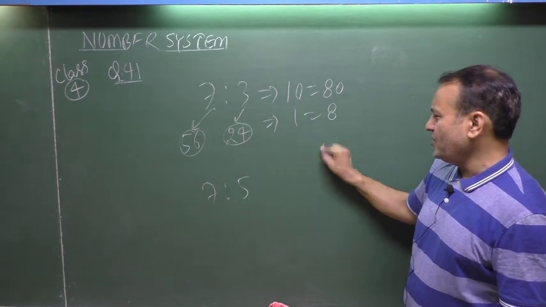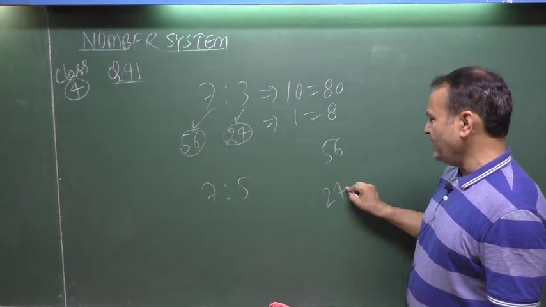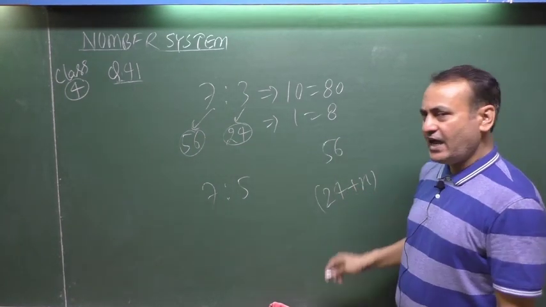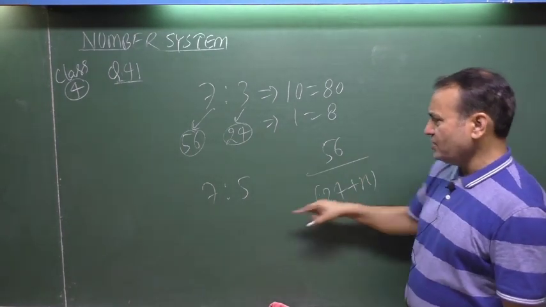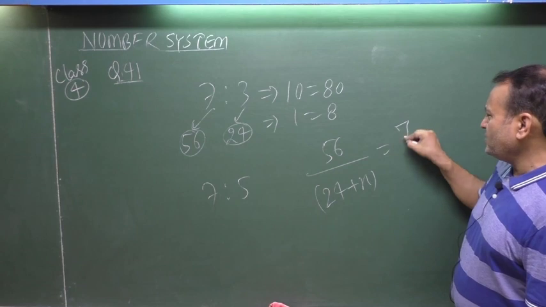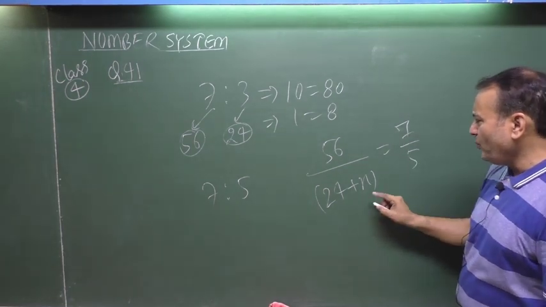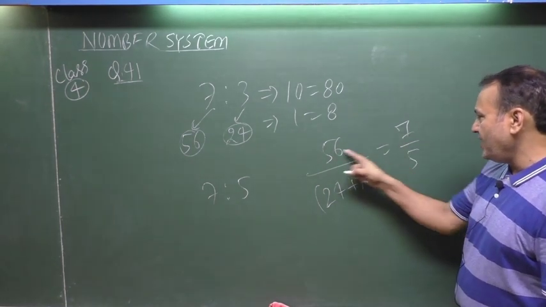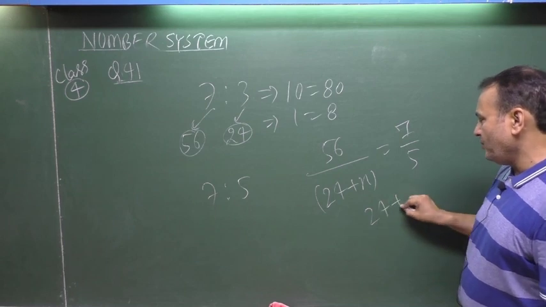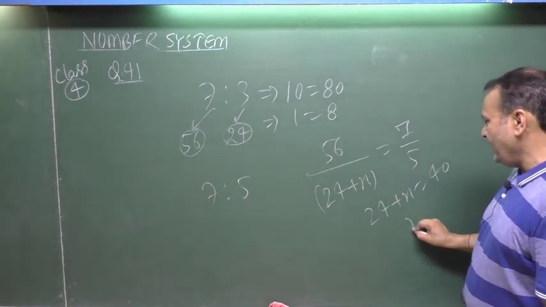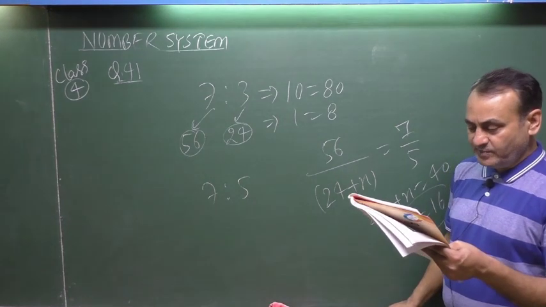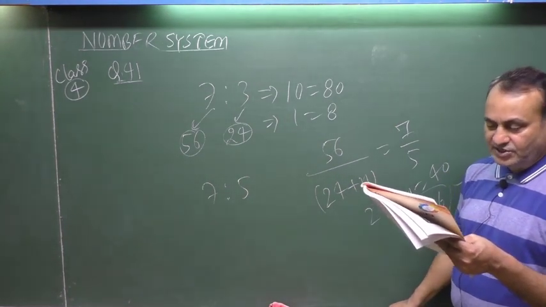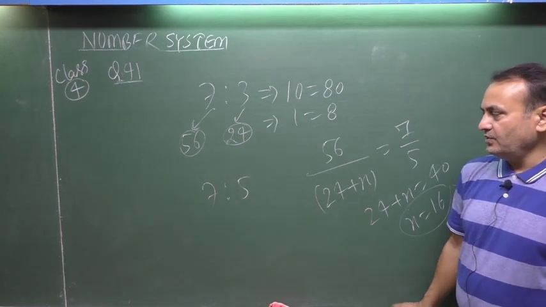Now the question says, what number must be added to the smaller one? Suppose x must be added to the smaller number, then the ratio becomes 7:5. That means here 7/5. You have to point out the value of x. 7 eights are 56, and 5 eights are 40, so 24 plus x equals 40 and x equals 16. This is your answer. See here, the answer must be 16. Okay, that is the right answer. Note down. This is the basic method.